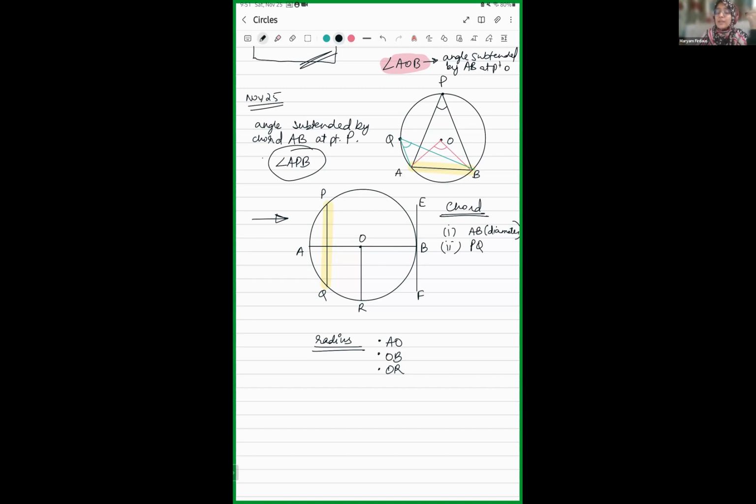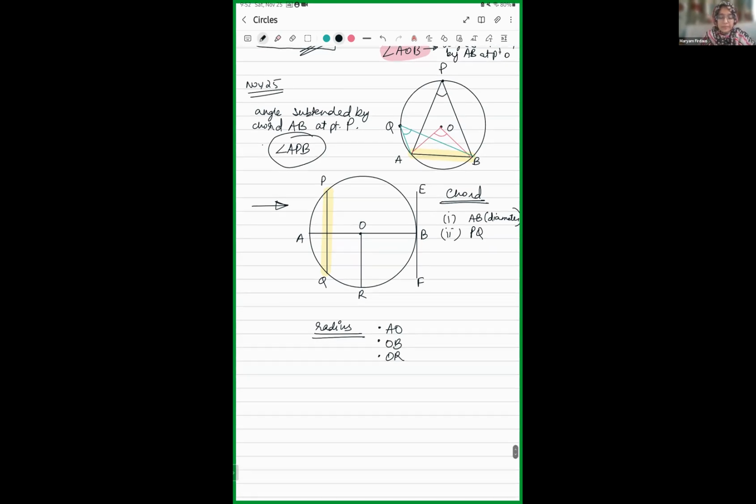So look at the point Q and look at which angle AB is making over there. It's the green angle, right? And the green angle's name is what? AQB. Good. It is angle AQB. Okay.